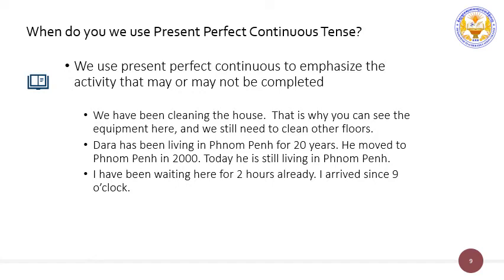Okay, another example. I have been waiting here for 2 hours already. I arrived at 9 o'clock, so now it's 11 o'clock already, and I'm still here waiting for you at a restaurant, for example. So we use present perfect continuous tense to show that the activity started in the past and is going on right now.